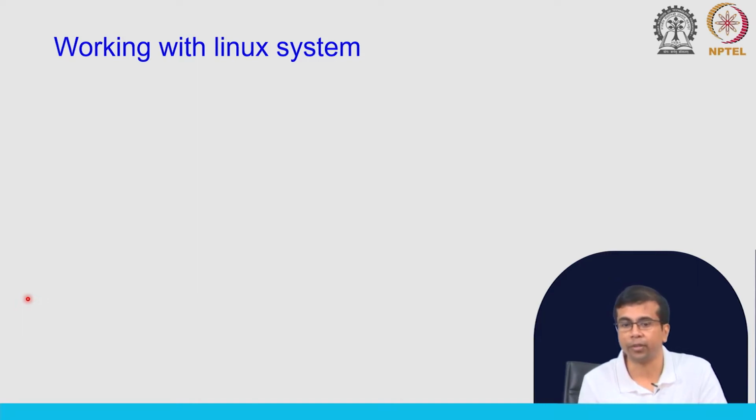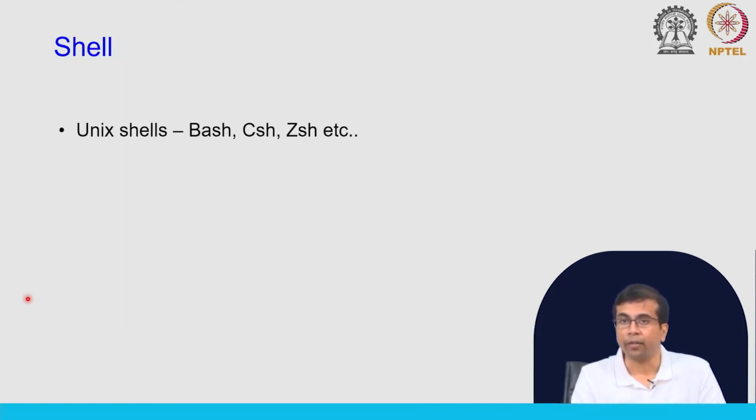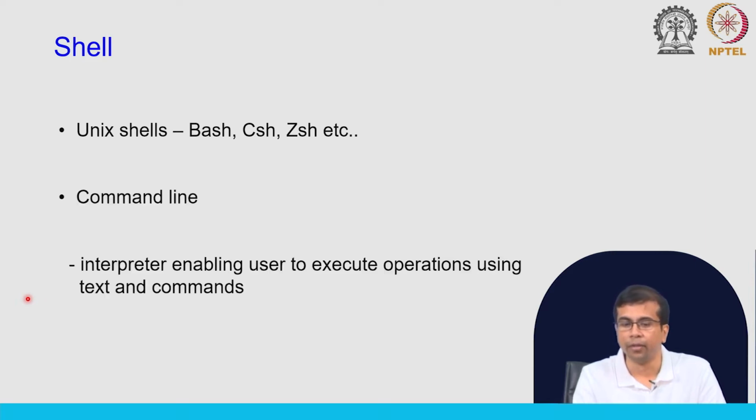So, we need to get familiar with these commands, how you actually run them, and what kind of commands you need to use for some tasks. We have a concept of shell in the Linux system. These are Unix shells called bash, csh, zsh, etc. There are many more, but we will introduce bash. I will show you bash and the commands that we have. The command line is an interpreter that allows you to execute operations using text and commands. We will see these commands a bit later. What I will do now is show you how we get to bash.